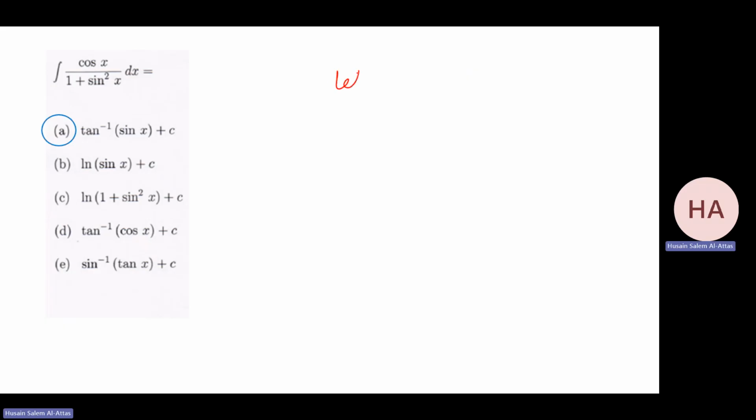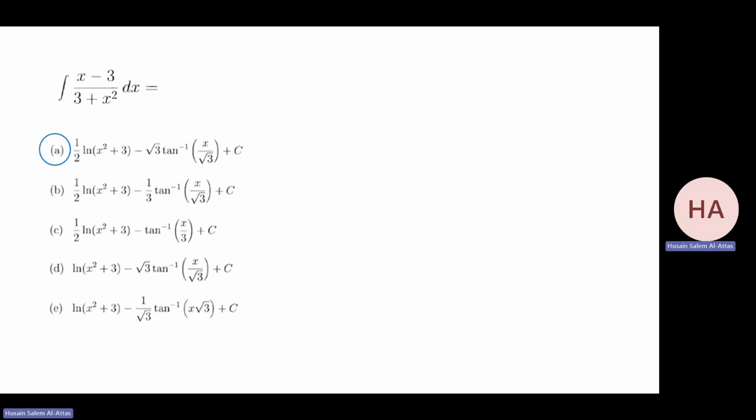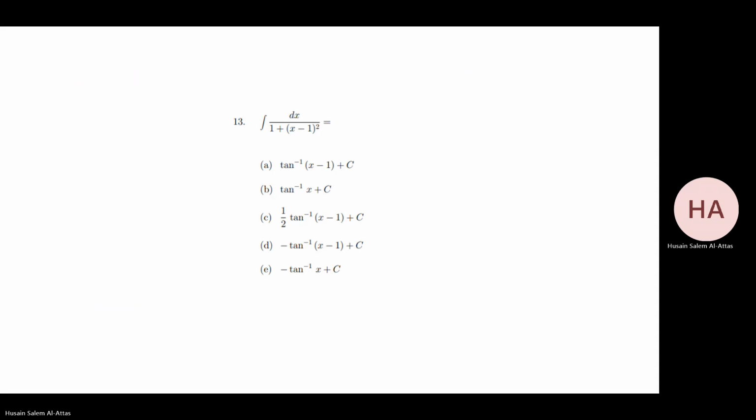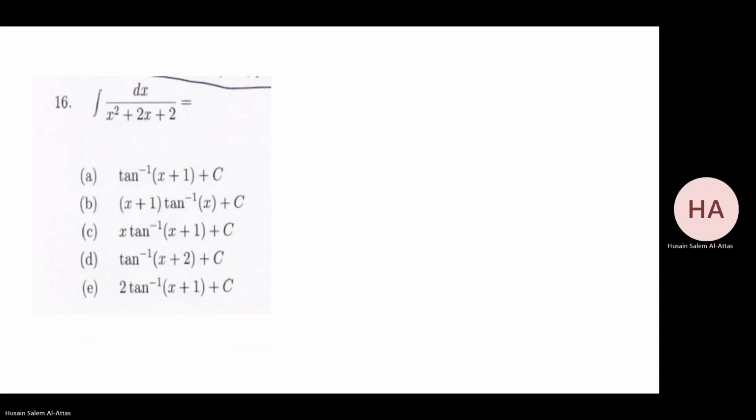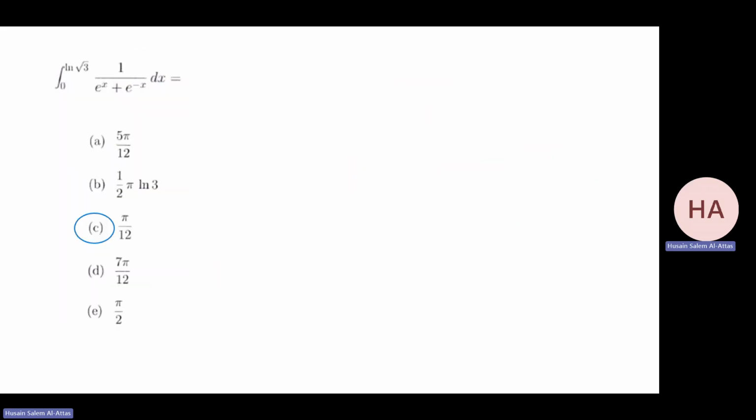Here, let u equal sine x. du will be cosine x dx. So you have integral du over 1 plus u squared, which is tan inverse of u plus c. So it will be tan inverse of sine x plus c, which is this one. Okay.